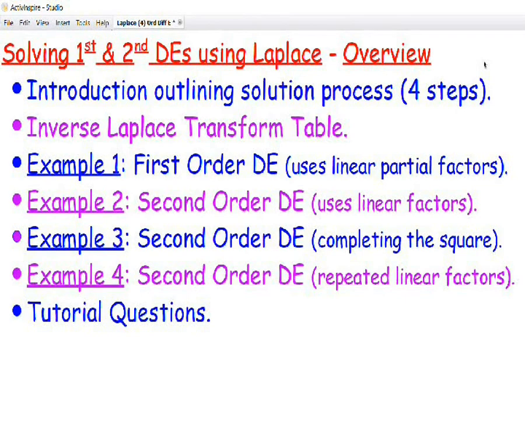Example 3 is a second order differential equation which will use completing the square within the solution, and example 4 is a second order differential equation within which we'll have repeated linear factors to consider. We'll end with some tutorial questions.